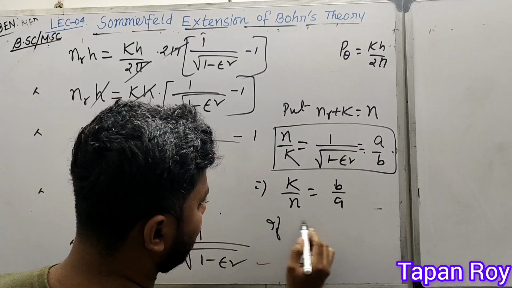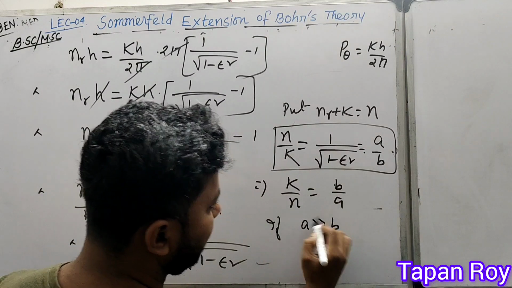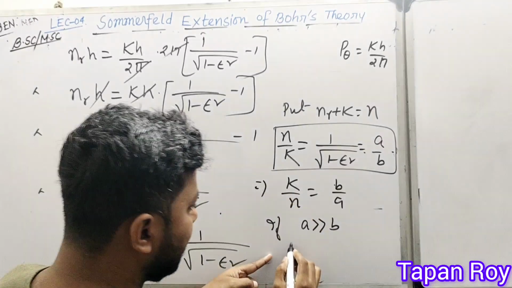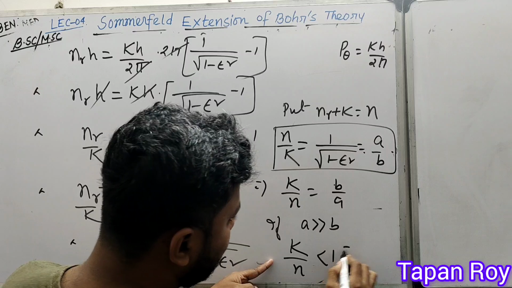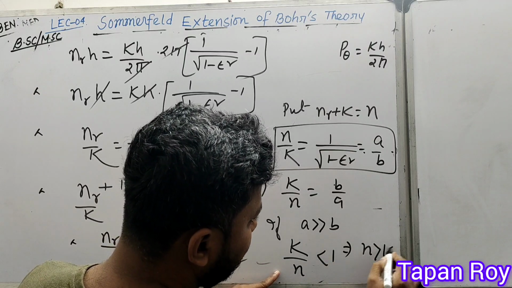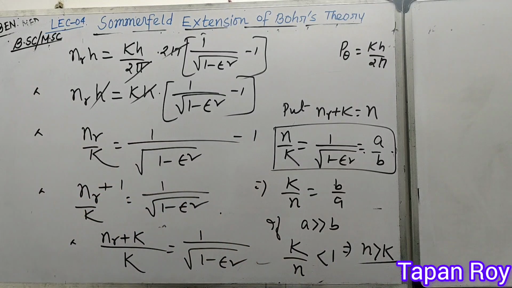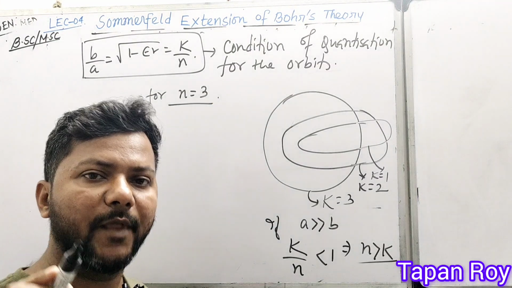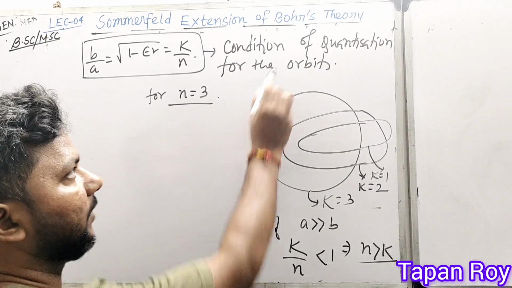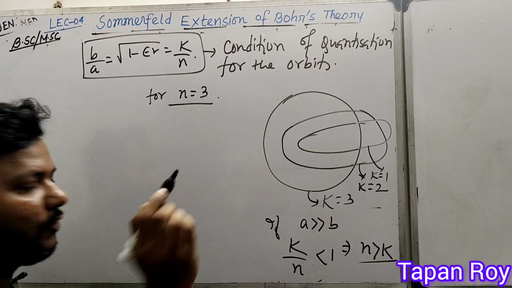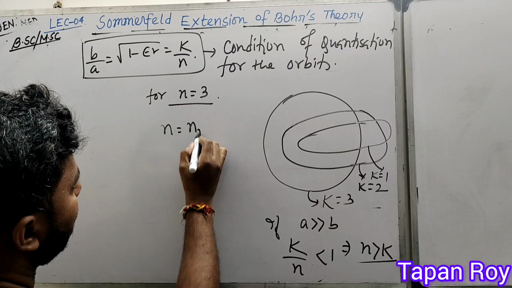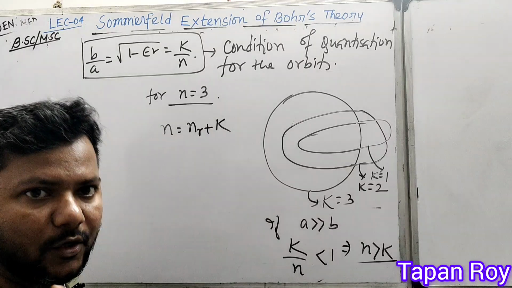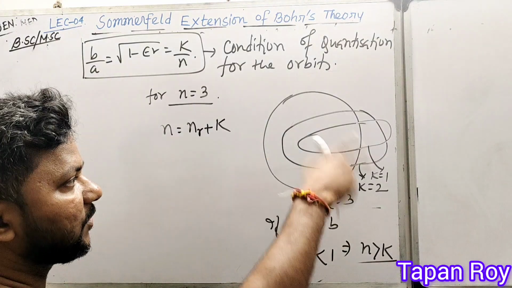Now if a is much greater than b, as a is greater than b, from these equations k by n is less than 1, so this implies that n is greater than k. So this is the condition of the quantization of the different elliptical orbits. And now we know n is equal to nr plus k. Now for different values of k and nr, we will get different elliptical shapes.